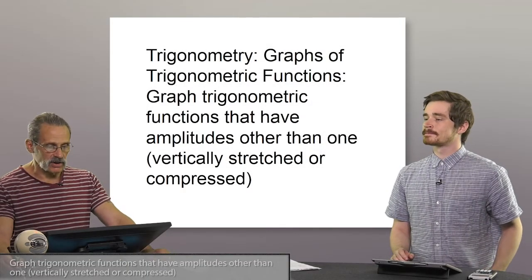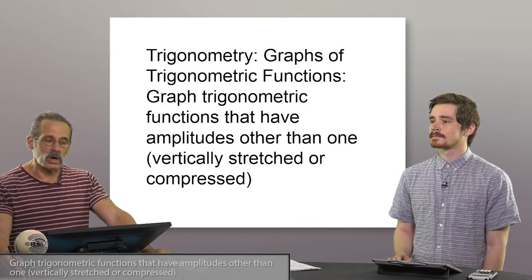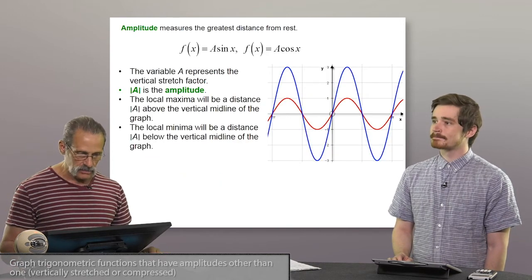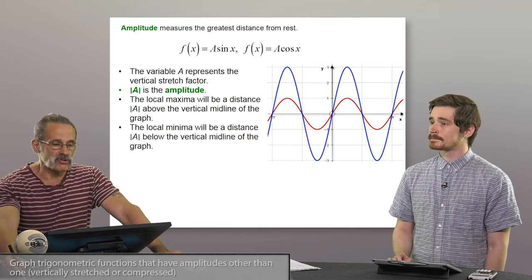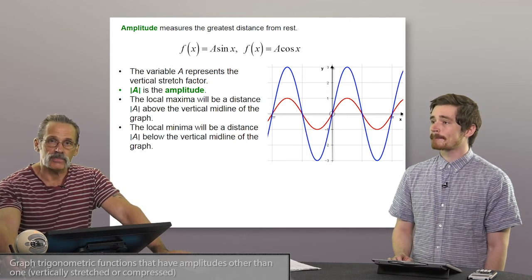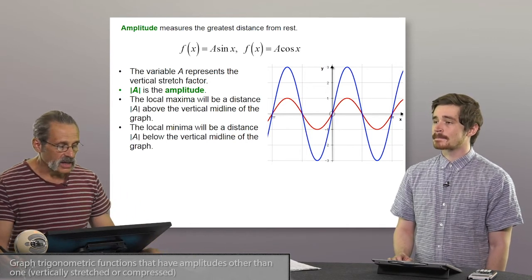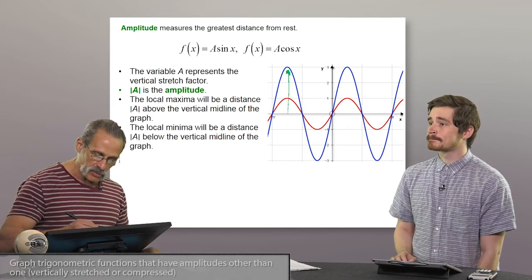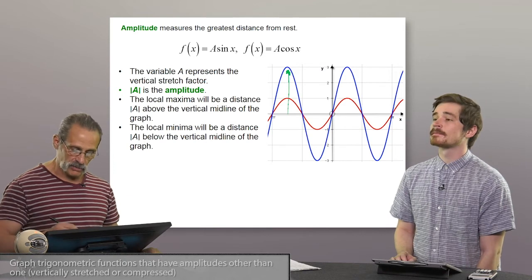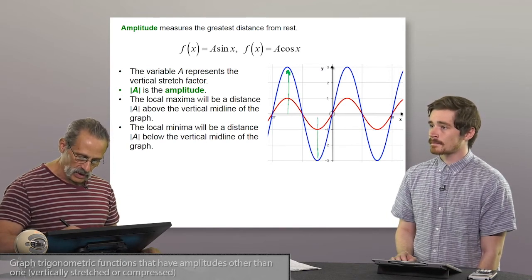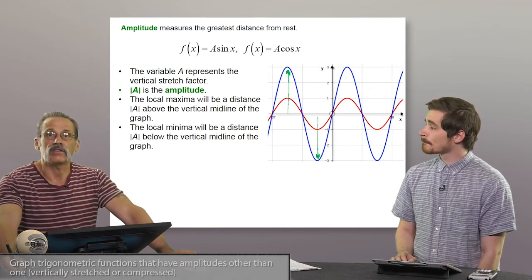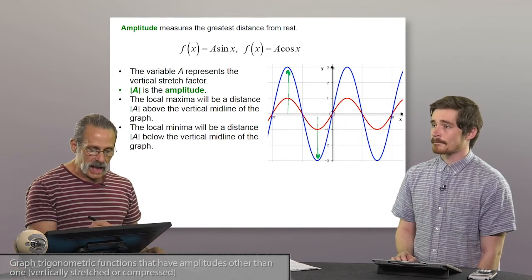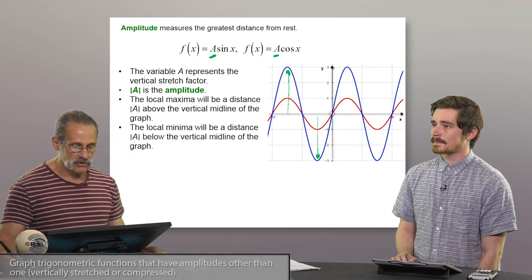Graph trigonometric functions that have amplitudes other than 1. And we're looking at vertically stretched or compressed graphs. The amplitude measures the greatest distance from rest. It represents the distance from the midline up to the highest point of a sine or cosine function, or down to the lowest point. That distance from the midline down to the lowest point of the function. And it's given by the absolute value of this multiplier out front.